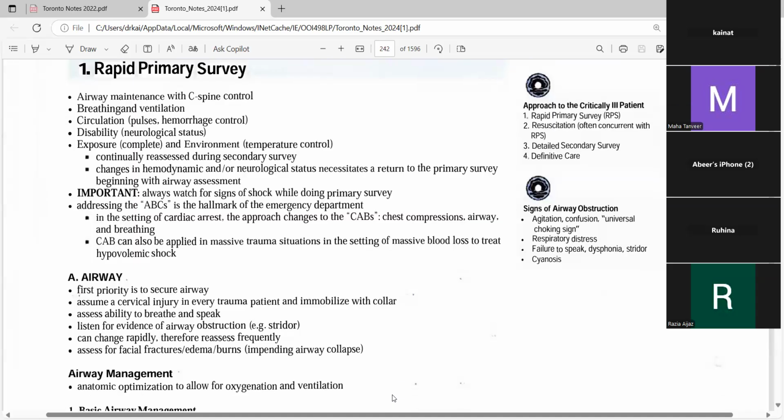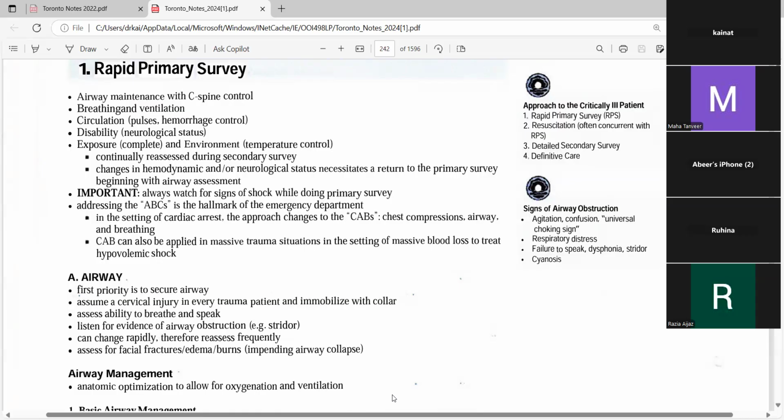Signs of obstruction, they usually ask this kind of questions in the MCQs or in NAC OSCE as well. Signs of airway obstruction. How will you find out that the patient is having airway obstruction? So starting with agitation, confusion, universal choking sign, respiratory distress, failure to speak, dysphonia, stridor, cyanosis.